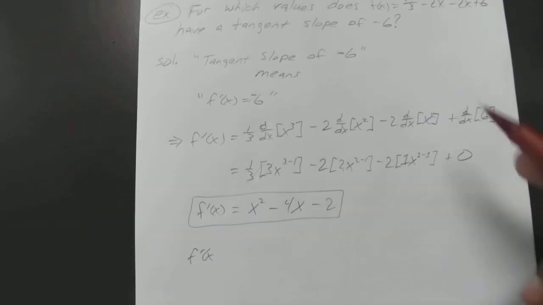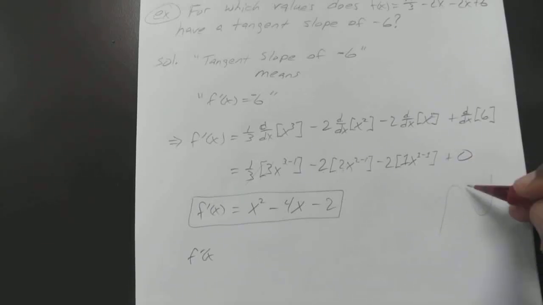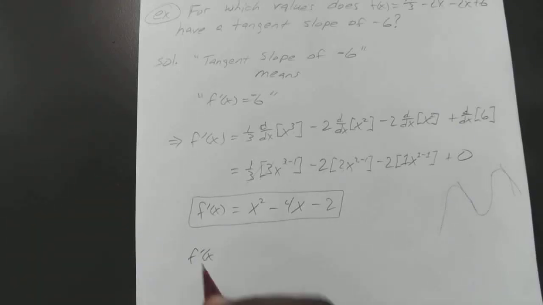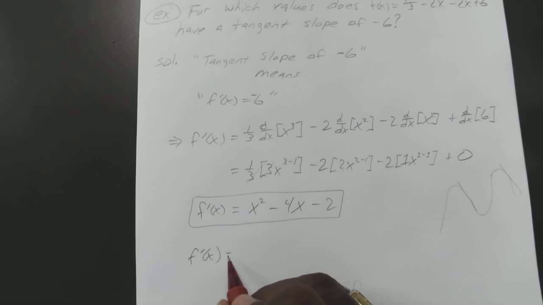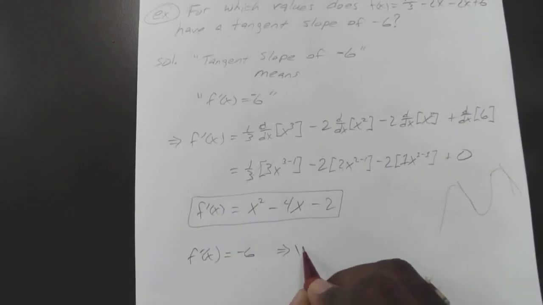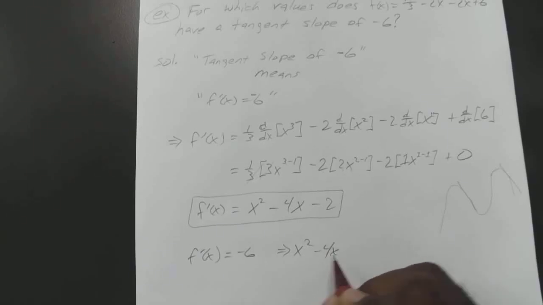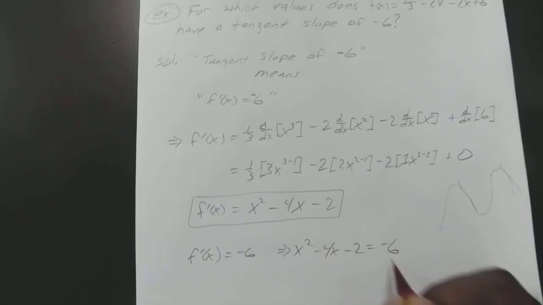If you had a graph, let's say it looks like that, then you can say, okay, at this point the slope is -6, and at this other point the slope is -6. So we'll be able to find where the slope is -6 just from doing this. So f prime of x equals -6, which equals x squared minus 4x minus 2, that means that x squared minus 4x minus 2 equals -6.